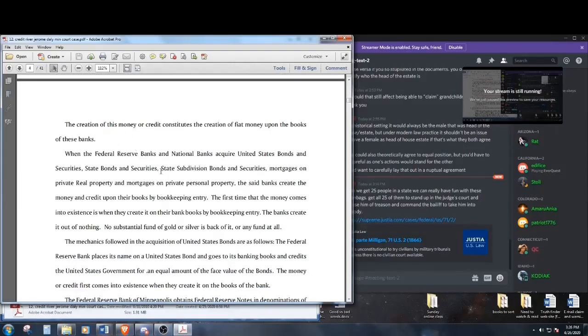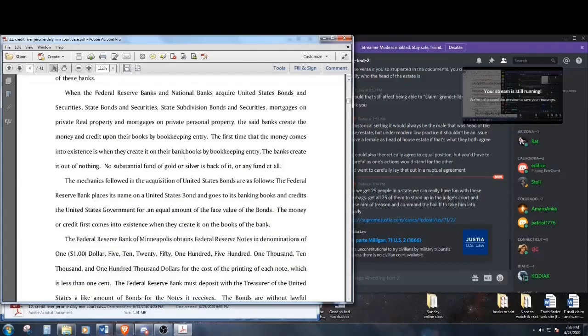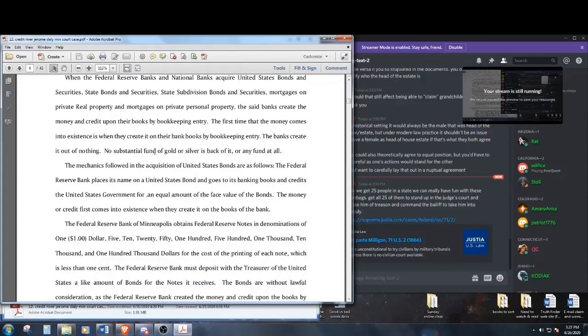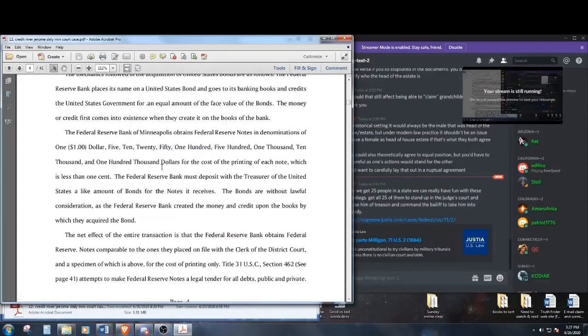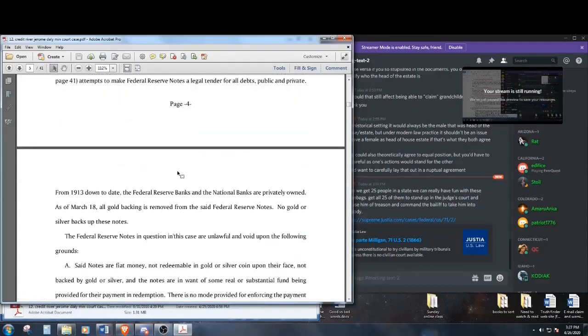The creation of this money or credit constitutes a creation of fiat money upon the books of these banks. And it was found that no substantial fund of gold or silver is back of it, or any fund at all. Nothing. So this is fairly long. It's 41 pages. I'm not going to go through the whole thing, I'm hitting the high points here.